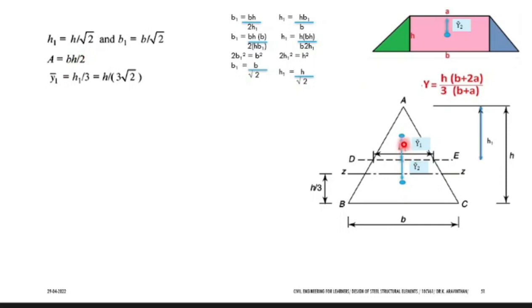How will you find the centroid of Y1? 1/3 of height. So, what is your height here? H1. So, 1/3 of H1. Do you know what is H1? H1 is H by root 2. So, instead of H1, you substitute H by root 2. You will be getting this answer.